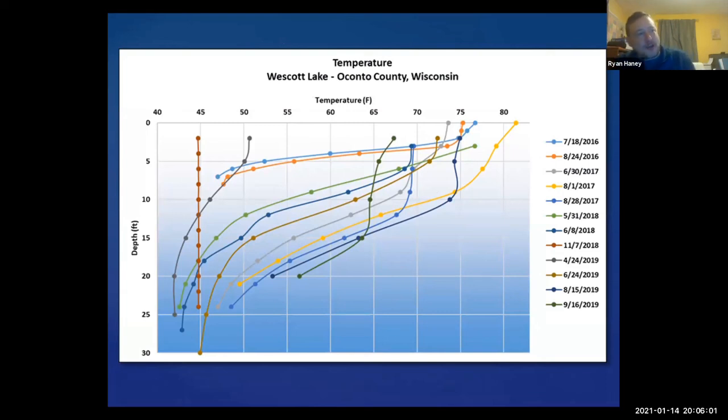So whenever we go out and take a water sample, we go out to a central, determined location in the lake to take our sample. And while we're there taking the sample, we also drop some meters in the water and collect some information. One of those is temperature.